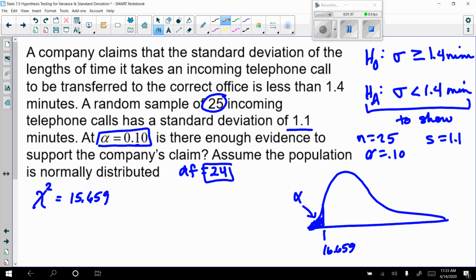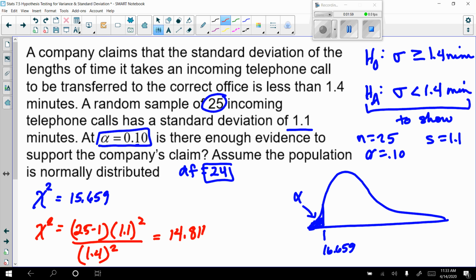Now we need to look at our actual data. So find the chi-square value. We take our n minus 1 times our standard deviation squared of our sample divided by our claim of 1.4 squared. That gives us 14.81632653. That is definitely within the shaded region.